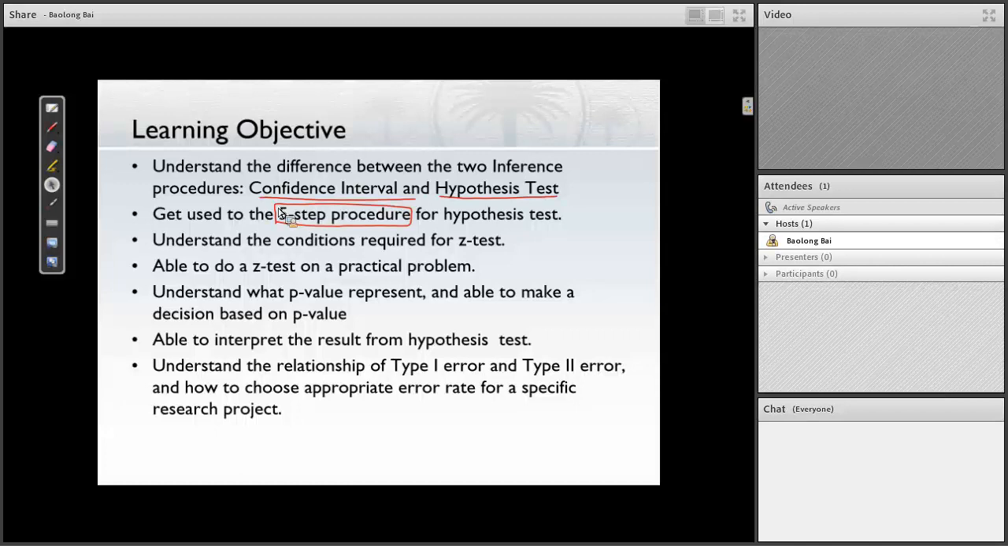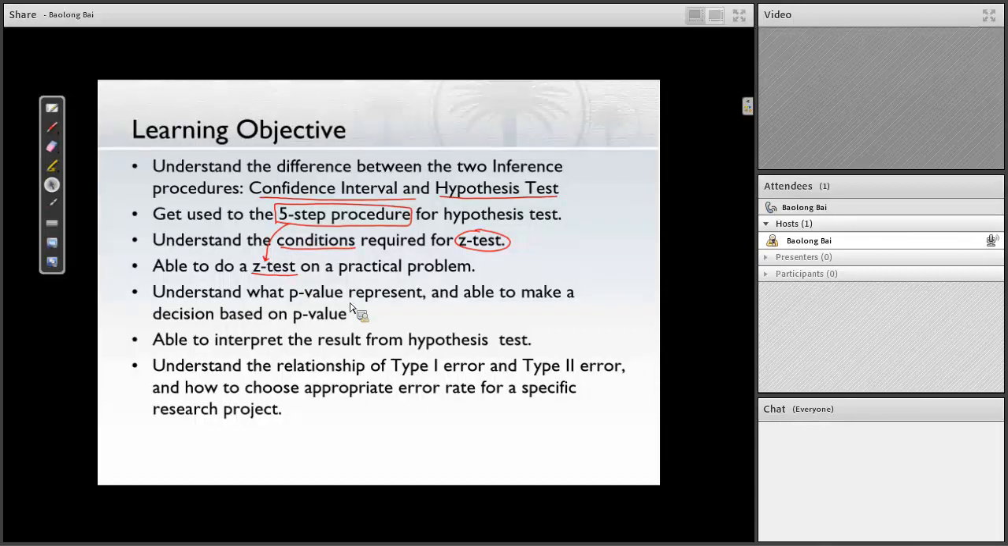And then understand the conditions for the Z-test. That'll be the same conditions as the Z confidence interval. If you recall, we need to have a random sample. Sample size n needs to be large enough to apply the central limit theorem. And then lastly, we need to know the population standard deviation sigma as a parameter. Right? Okay. And then be able to perform a Z-test on a practical problem using the 5-step procedure, right?